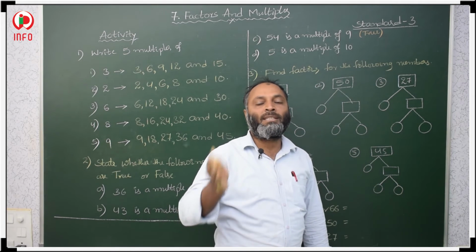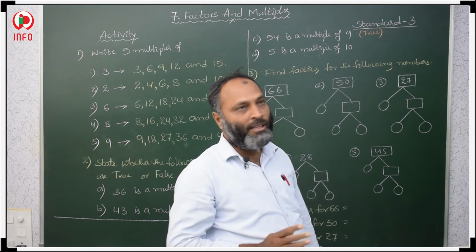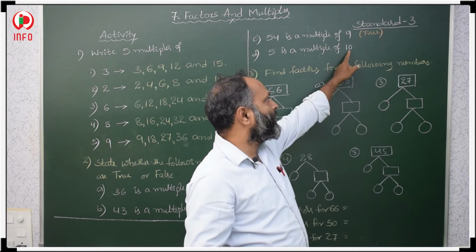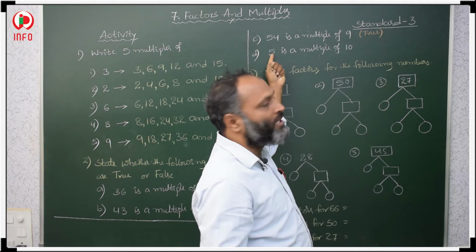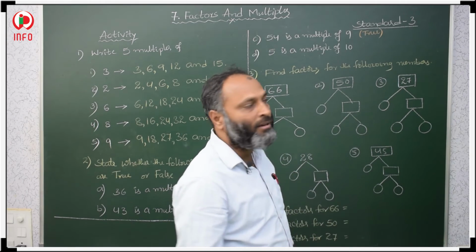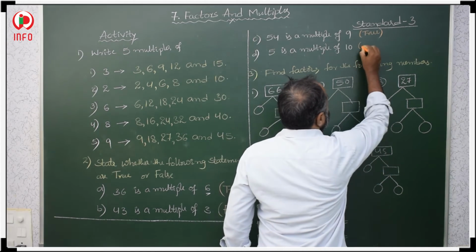Multiples are always equal to or greater than the given number. So, this is a given number. If the multiple is less than the given number, it is not a multiple. So, false.